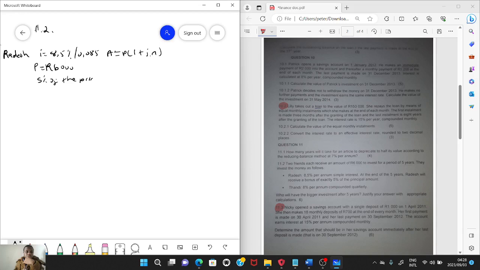So 5% of P is equivalent to 0.05. You can convert the percentages to decimals, or you can just simply leave them, as long as on your calculator you press the percentage sign. So he is going to get 5% of 6,000. We say 0.05 multiplied by 6,000, which is 300 rands. That's the extra money that Radesh is going to get.